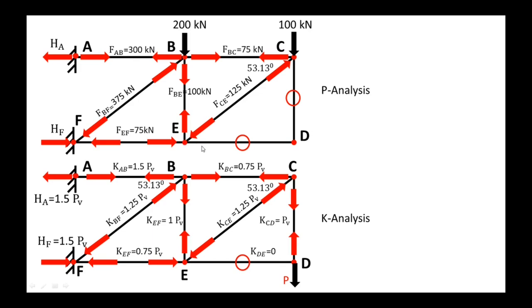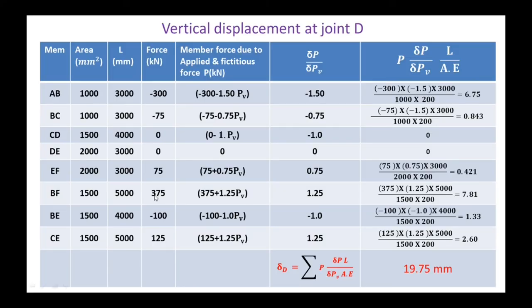We can also consider tension as positive and compression as negative; there is no binding on these considerations. Lastly, CE is positive, which means compression. Now the next column is what? The member force due to the applied load and the fictitious force. Here we are combining the forces.